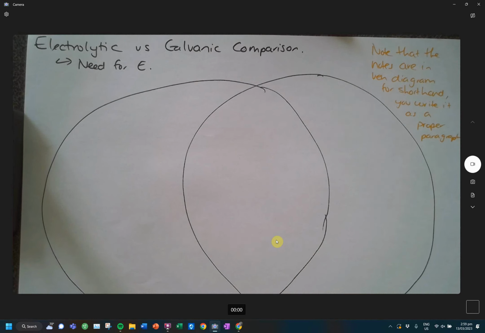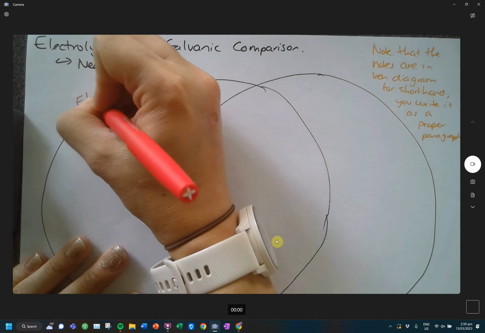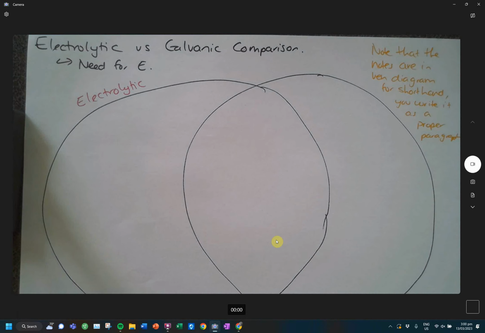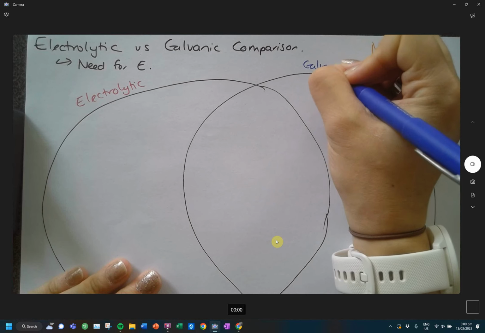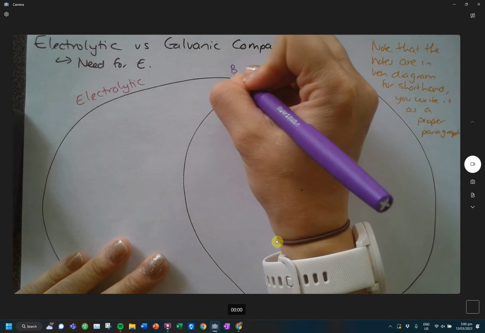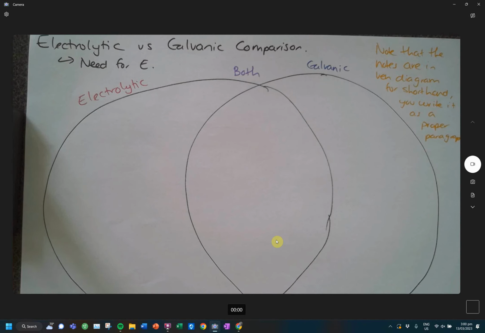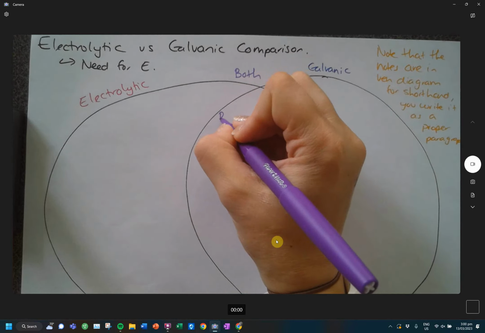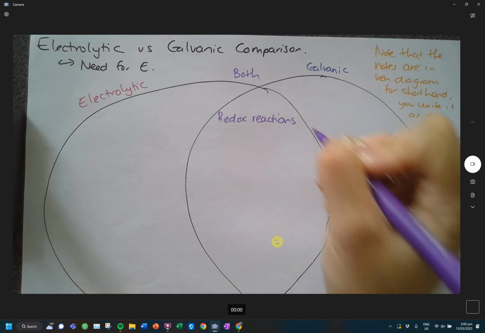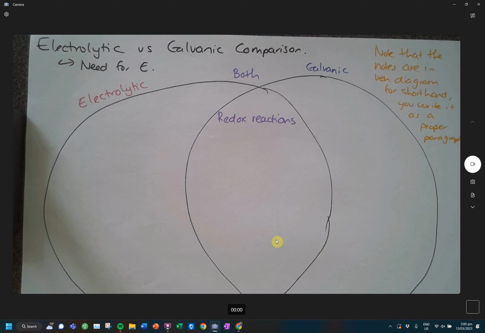Yeah? All right. So we are thinking about our electrolytic cell and our galvanic cell and what makes each one of those unique and what makes them similar. And the center will be both. So something to start off with when we're thinking about both of these: they are redox reactions. And when we're talking about these redox reactions, we still have the same when it comes to the cathode and the anode.